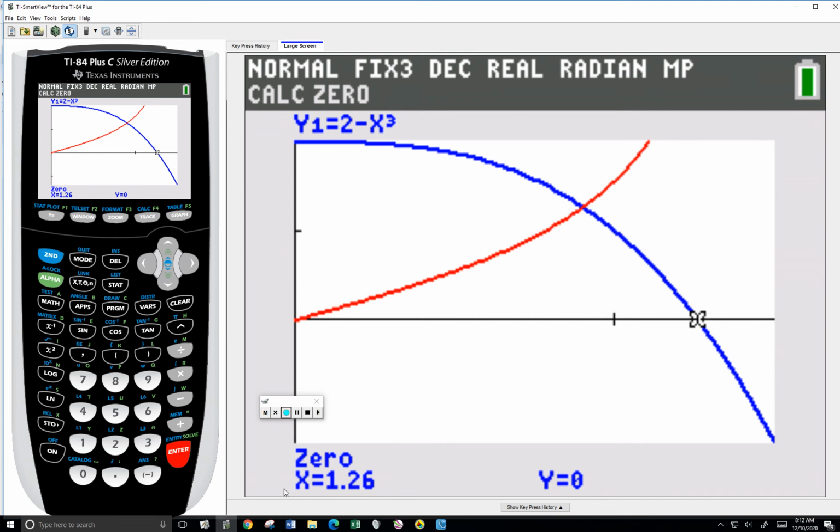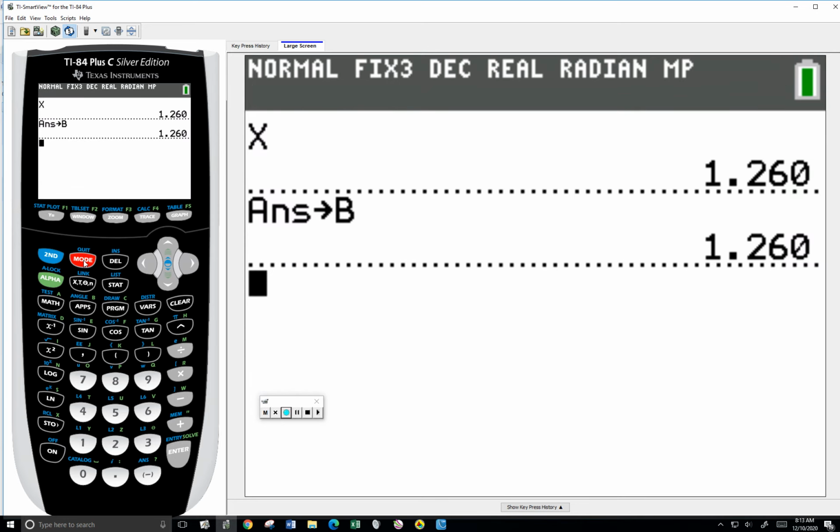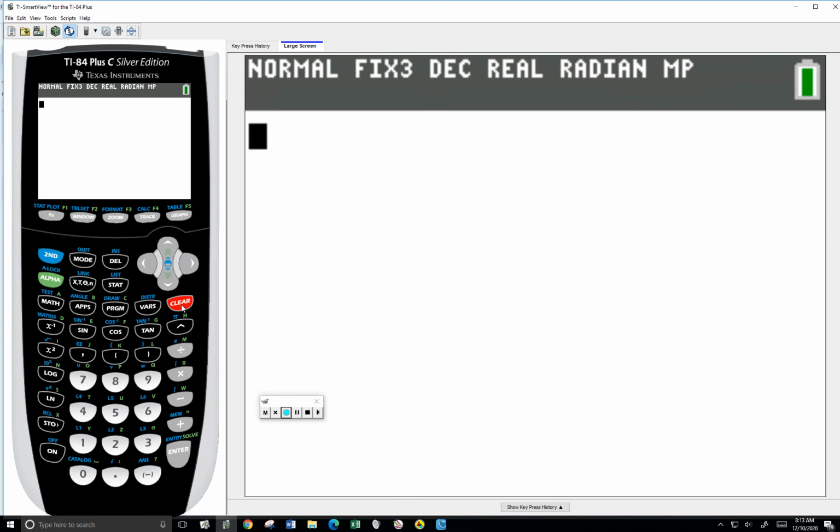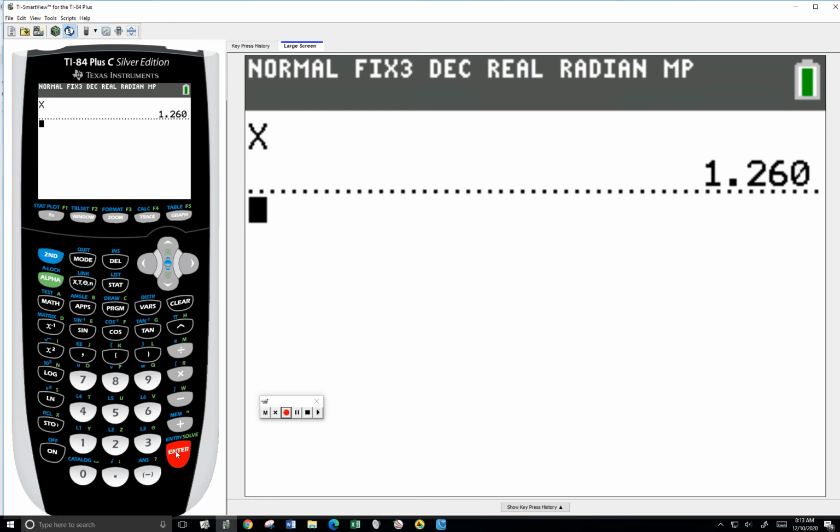Okay, now to store it, I've got to go to the main screen for storage. The main screen can be accessed by typing second quit. Now clear this off. I want to store the X coordinate, not the Y. You can actually store both of them. So I choose X. I press enter to make sure I have the right number. I remember that's the number I'm trying to store.